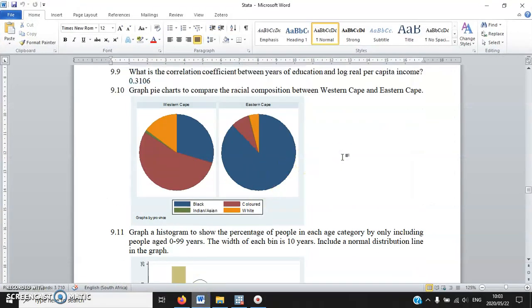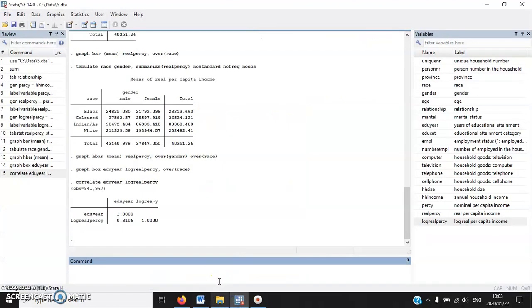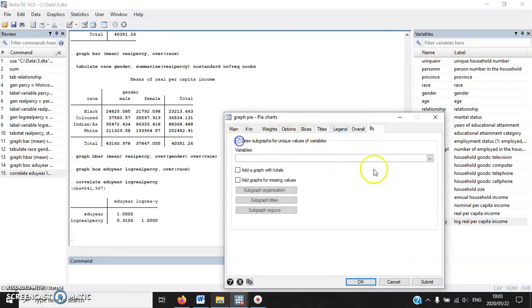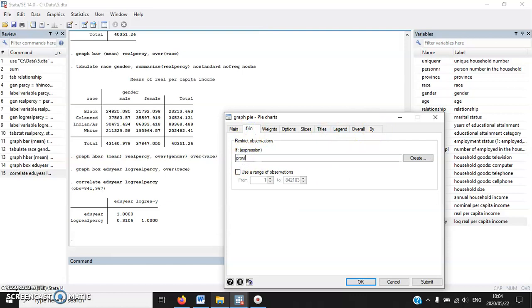Next one, pie chart on racial composition by province, but I'm only interested in two provinces, Western Cape and Eastern Cape. So I need to type something under the if box. Graphics, pie chart, racial composition by province, but there's a restriction. Yeah, by province, the if box. If province is between 1 and 2, remember province 1 stands for Western Cape, 2 stands for Eastern Cape.